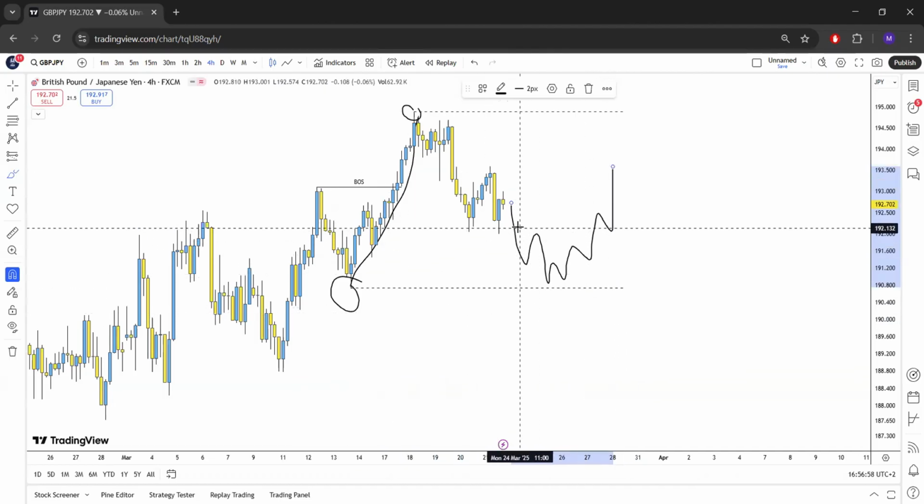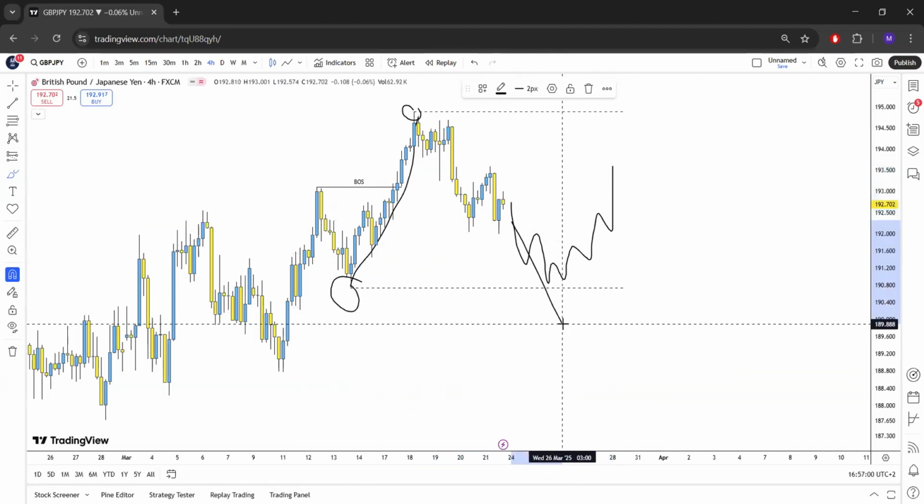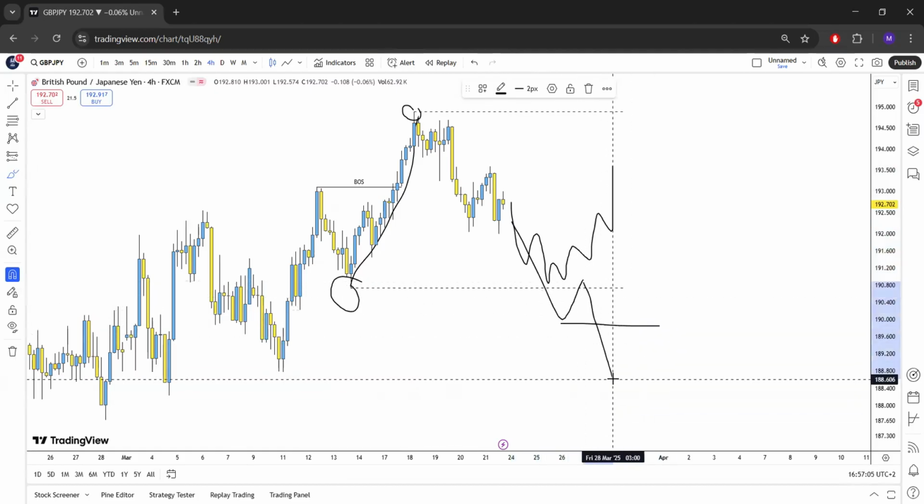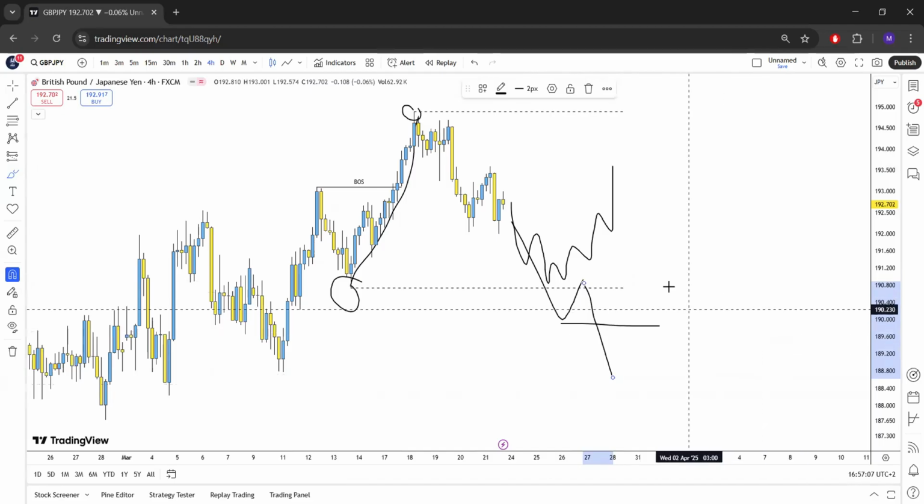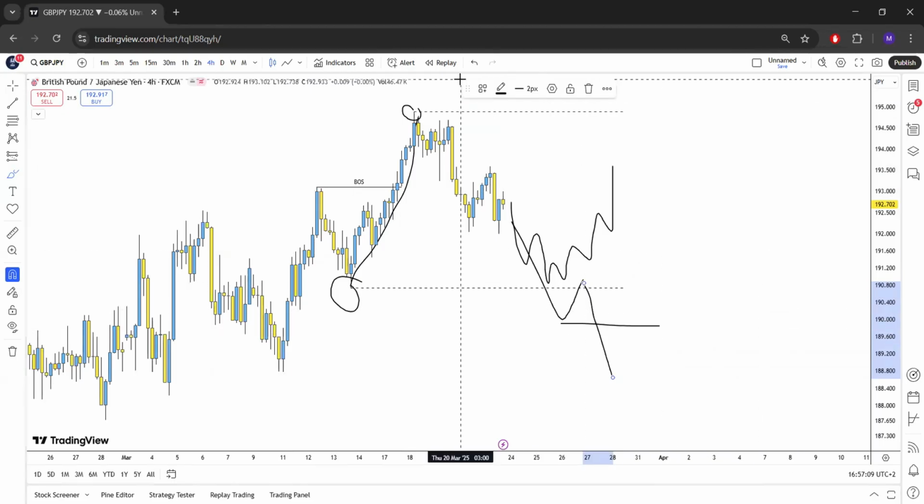Now, if price action was to break these lows here, then what you will start to do is wait for a pullback, wait for price action to break the new low, and then you can start anticipating that price action from a high time frame perspective will continue to the downside.